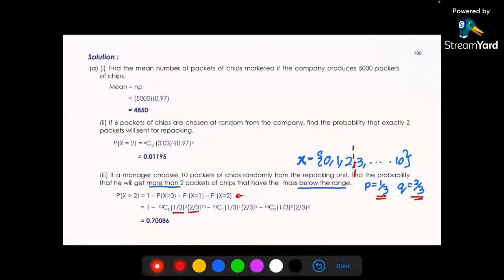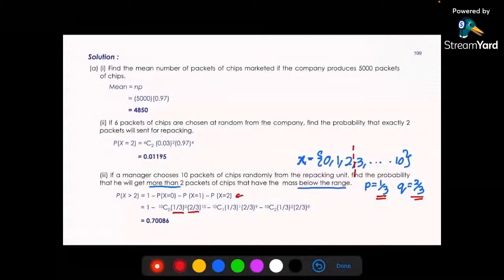Next question. Okay, this one. A random variable is normally distributed with the parameters, here is mean 12.